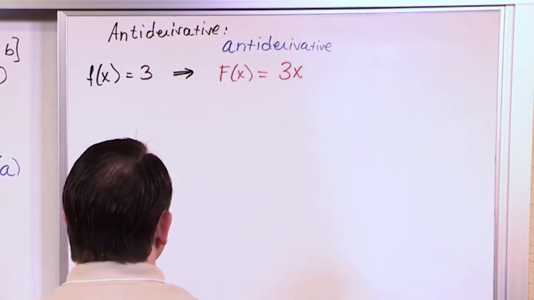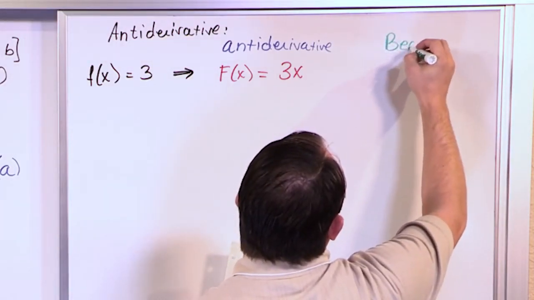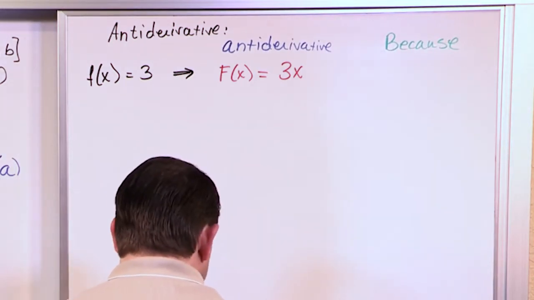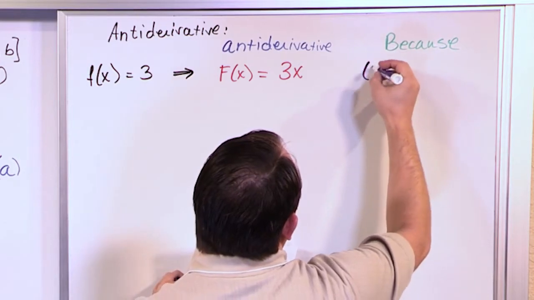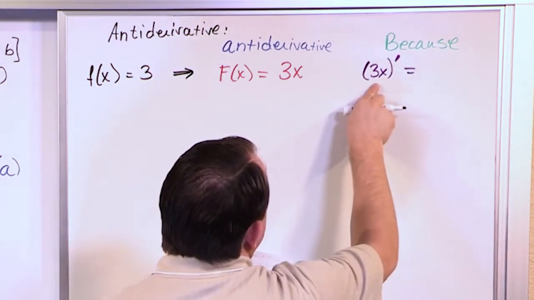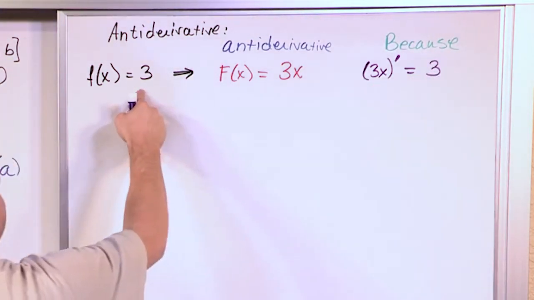So why is that the case? So let me switch colors here. So here's the antiderivative, and in other words, why is this the antiderivative? It is the antiderivative because if we take what we have here, 3x, and we take the derivative again, what is the derivative of 3x? You should remember that from earlier. The derivative of 3x is 3, which is back what we started with.